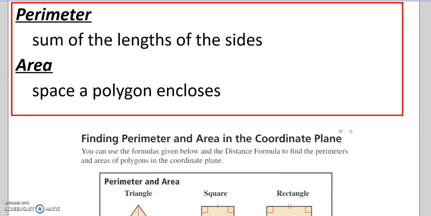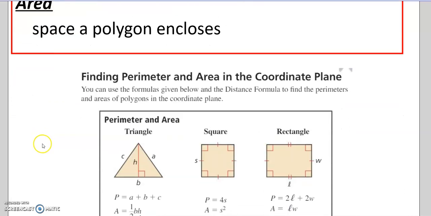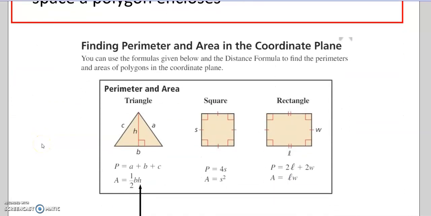Perimeter and area, I'm assuming these are pretty much review, but if we like a definition, perimeter is the sum of the lengths of the sides of a polygon, right? And area is the space a polygon encloses. The area is the space inside a shape. We need to know some formulas for perimeter and area. So these are the formulas you might also want to keep on flashcards or jot them down to make sure we know.